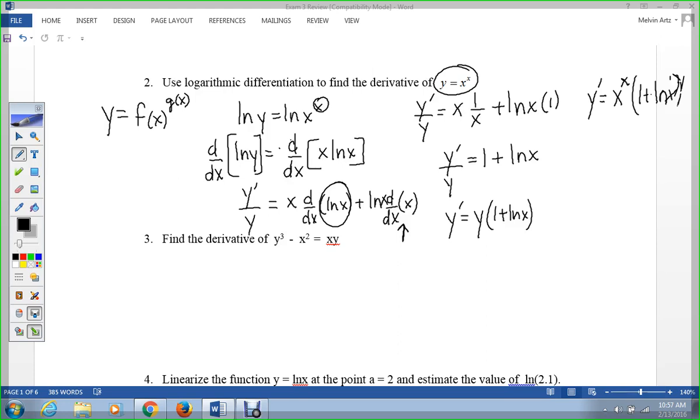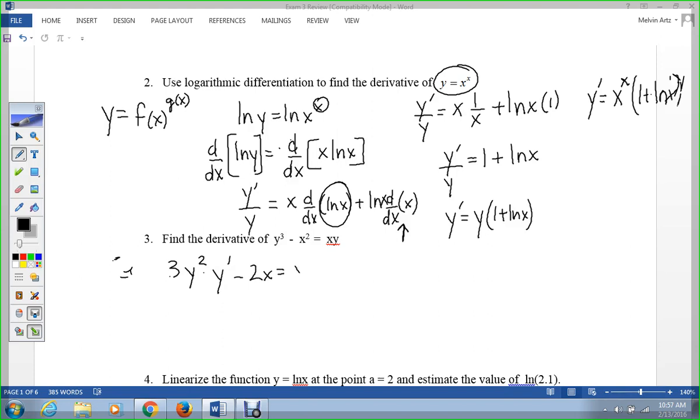Number 3, find the derivative of y cubed minus x squared equals x times y. Again, we're going to take the derivative implicitly. Now when we take the derivative of y cubed, we would have 3y squared times y prime minus 2x. Now we have to apply the product rule.